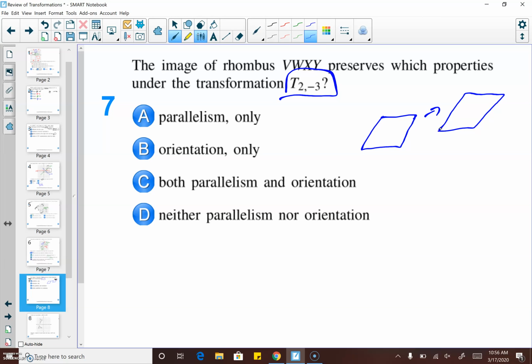And parallelism means if it starts parallel, it stays parallel. So both of those are going to be preserved under a translation because all you're doing is sliding it. You are not flipping it, you're not spinning it, you're not doing anything. You're just literally sliding it across the graph, across your paper, wherever you are. So both parallelism and orientation are going to be preserved.